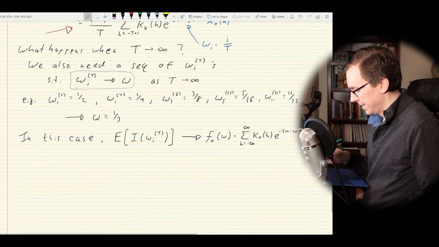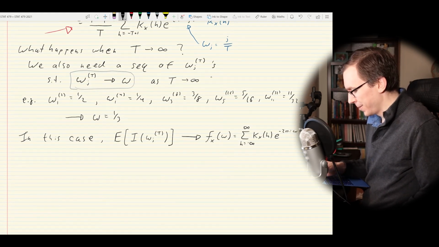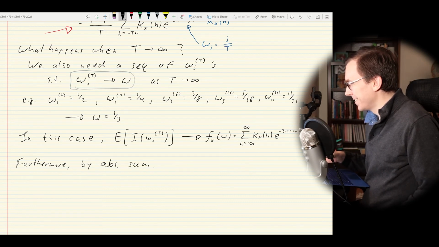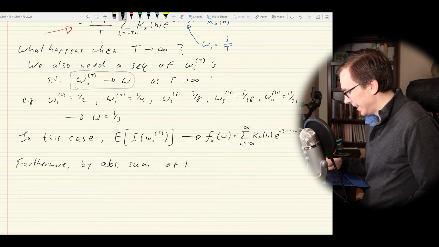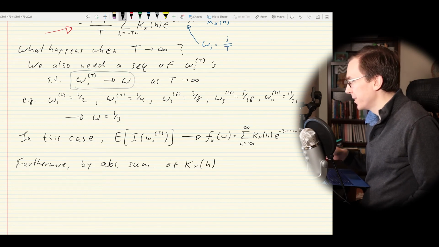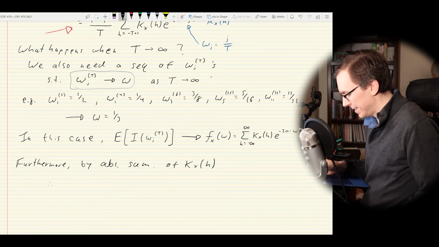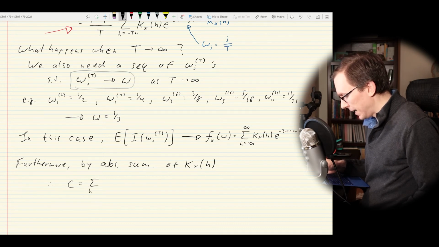Oh, yes. And then going furthermore, by absolute summability of kxh, we have something else. Therefore, we have that c can equal the sum over h from minus infinity to plus infinity of h.